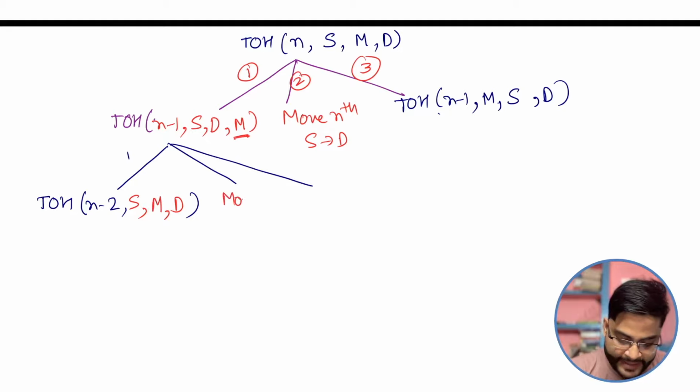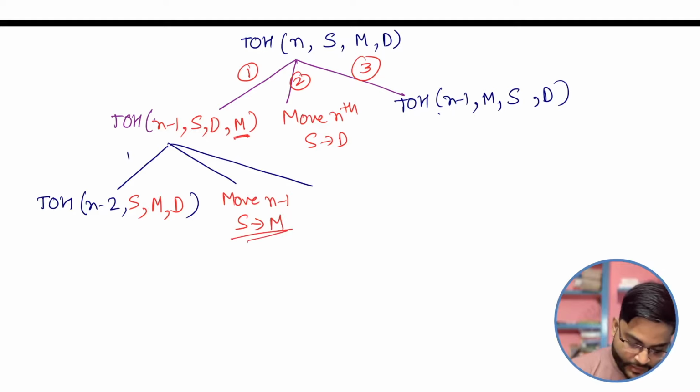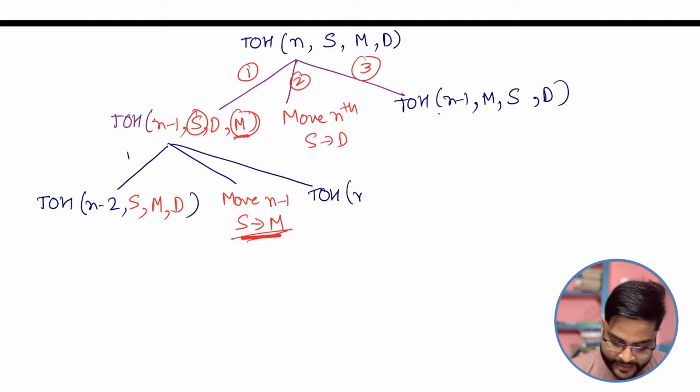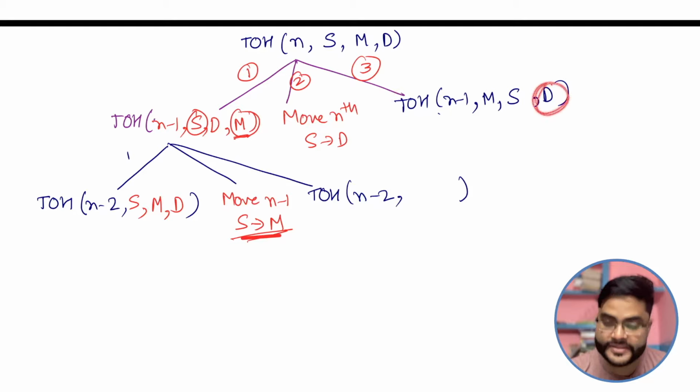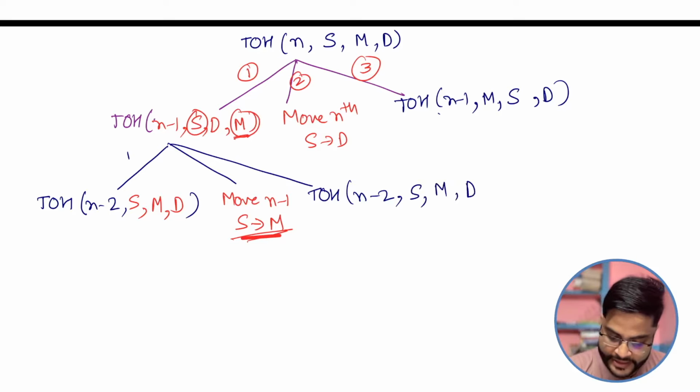Now I will move my n minus 1 disk from source to middle, right? Now I will again call for n minus 2 disks. And in the second function call, my destination will remain the same, and my source and middle will keep on interchanging. So this will be nothing but S, M and D.